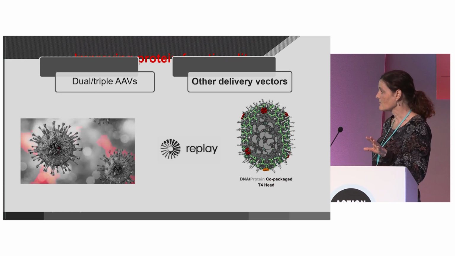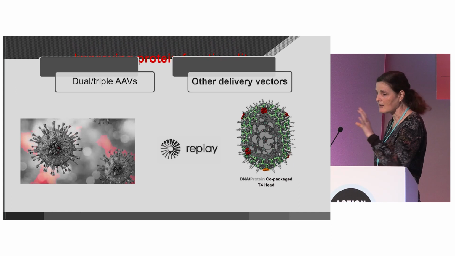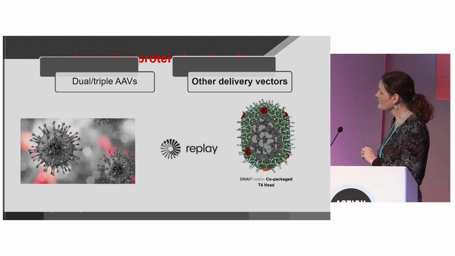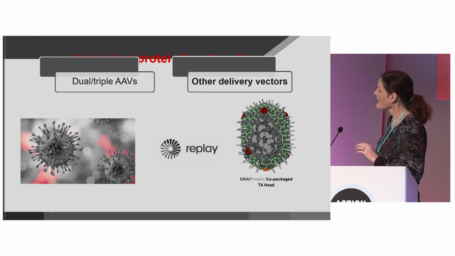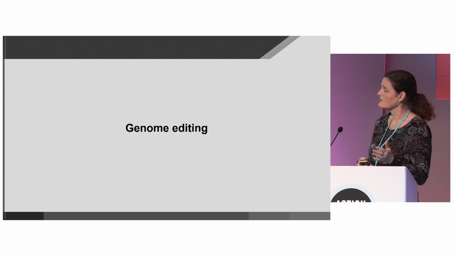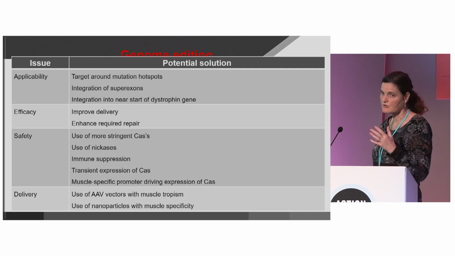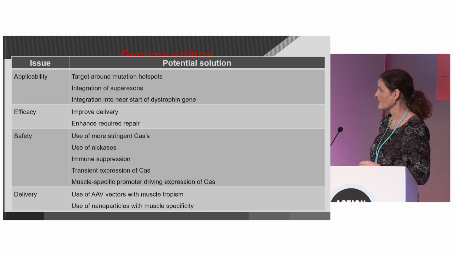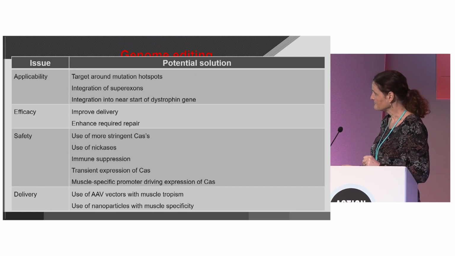A paper came out very recently. Bacteriophages are what viruses produce to eat up bacteria, and we can modify them to target muscle by changing the proteins that are expressed on the outside. Again, because they have a high packaging capacity, we can put the full-length dystrophin in. Like I say, there was a paper recently on that, and I know Replay are very interested in trying to exploit that further. So now moving on to gene editing.